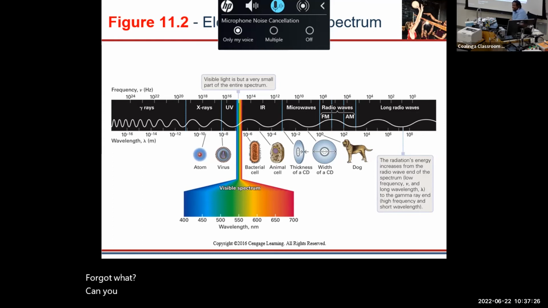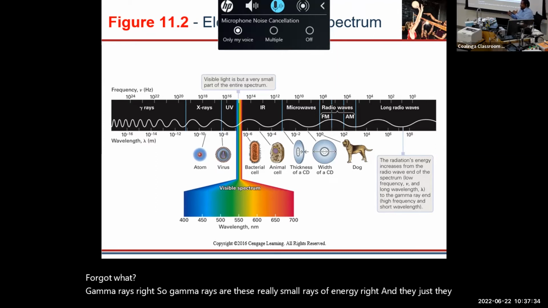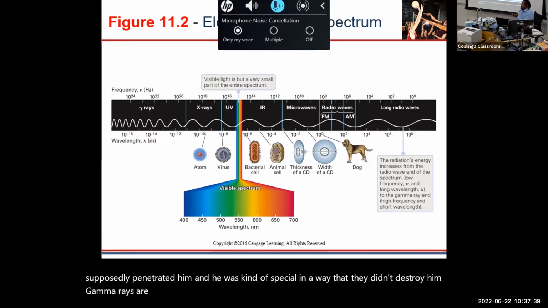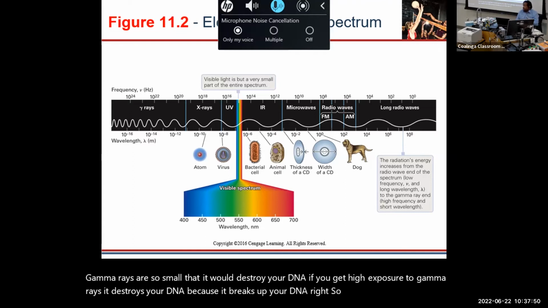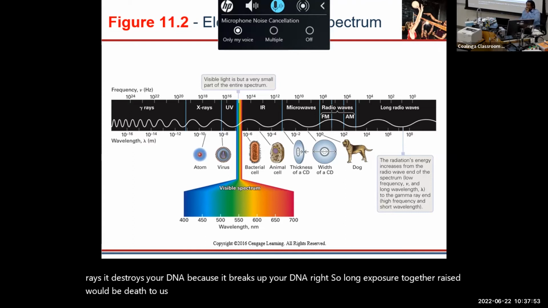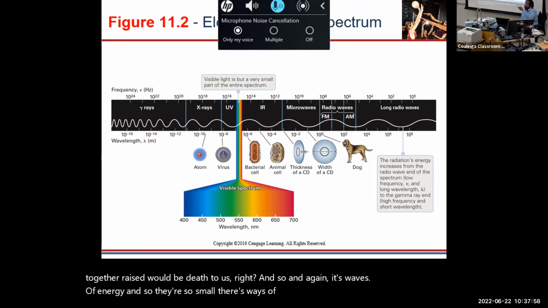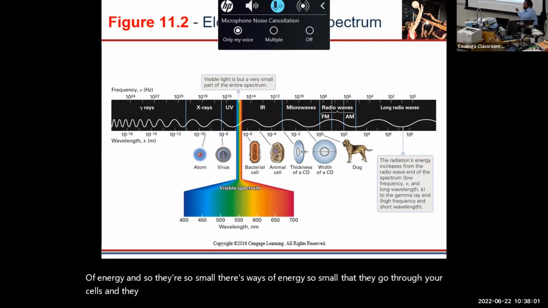You guys start from gamma rays, right? So gamma rays are these really small rays of energy. They supposedly penetrated him, and he was special in a way that they didn't destroy him. Gamma rays are so small that they would destroy your DNA. If you get high exposure to gamma rays, it breaks up your DNA. So long exposure to gamma rays would be death to us. Those waves of energy are so small that they go through your cells and are able to damage your DNA. And so we need to be protected from gamma rays, right?